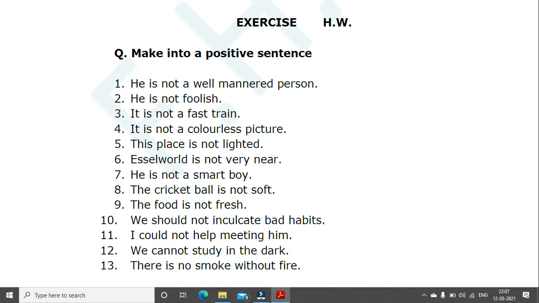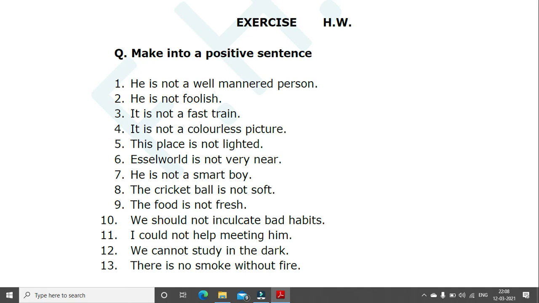Make into a positive sentence. So remember, first you have to remove the negative word. He is not a well-mannered person. He is not foolish. It is not a fast train. It is not a colorless picture. This place is not lighted. The world is not very far. He is not a smart boy. The cricket board is not soft. The food is not fresh. What is the opposite word? You have to look out for those, okay?